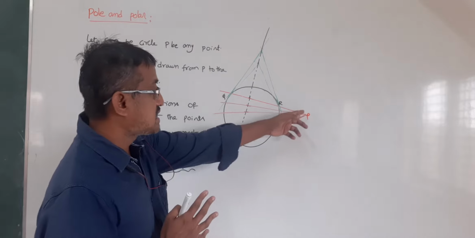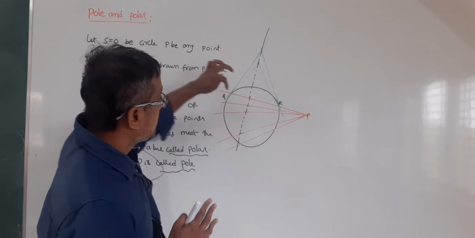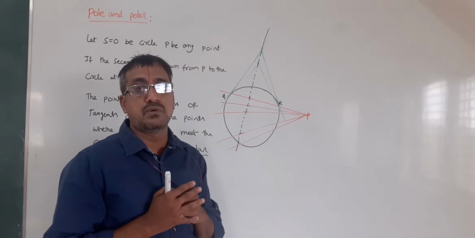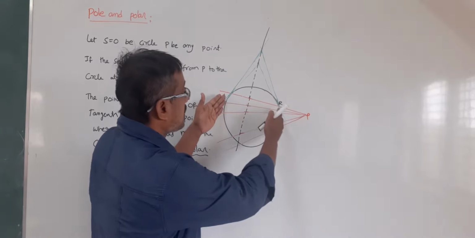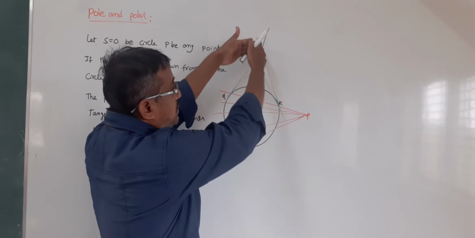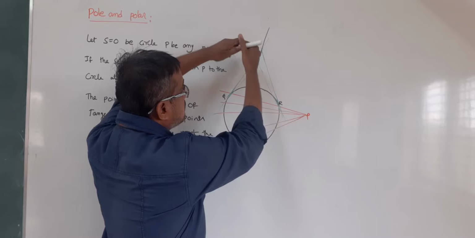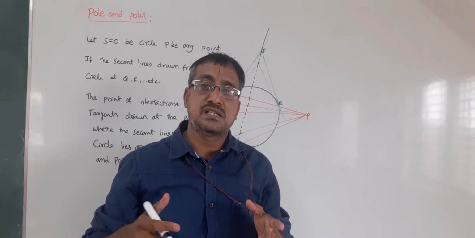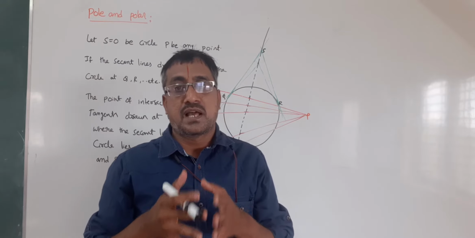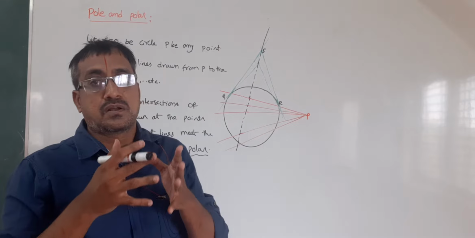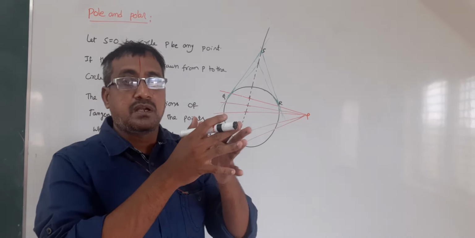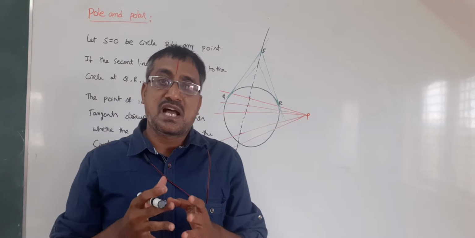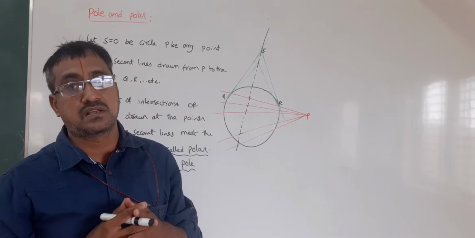Now here I have drawn a secant line through the point P, where the secant line drawn through P meets the circle at Q and R. Now we have drawn tangents at the points Q and R, and those tangents meet at S. We have drawn tangents at the points where the line meets the circle. Now those tangents meet at a point, that is S.